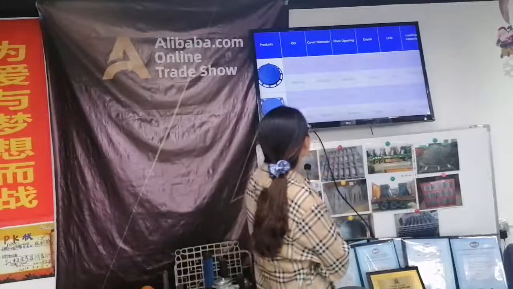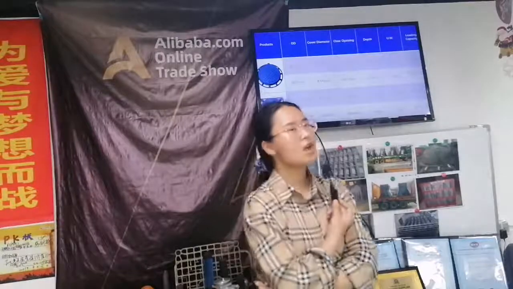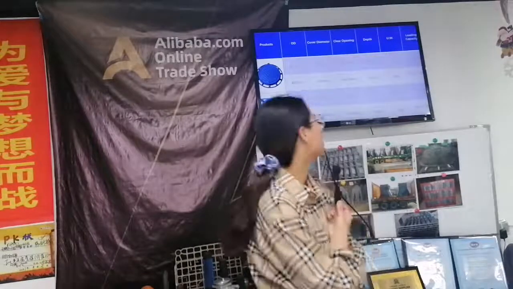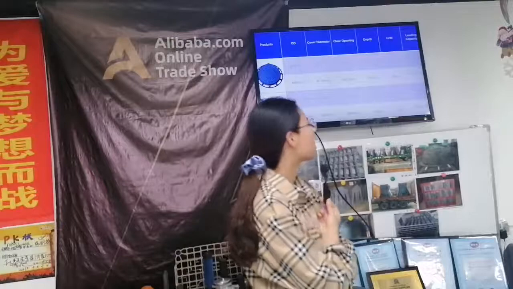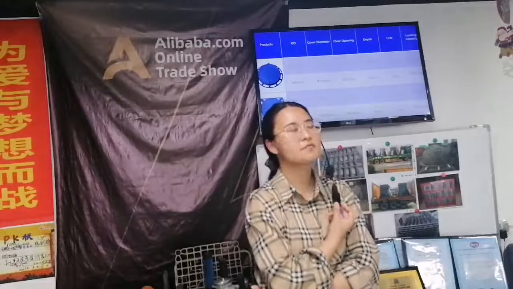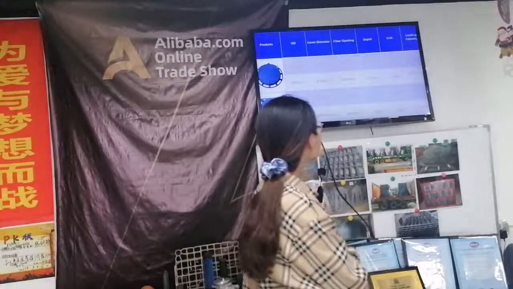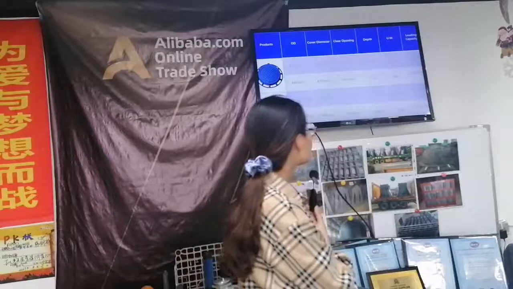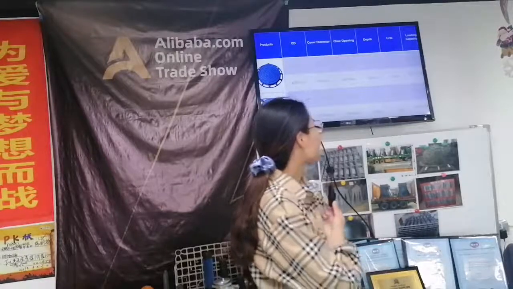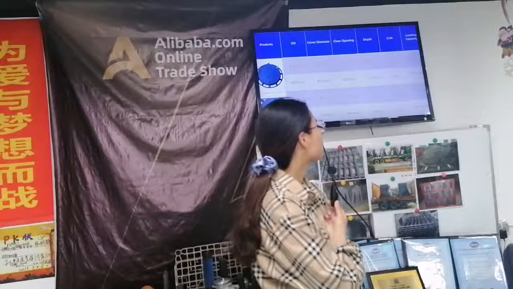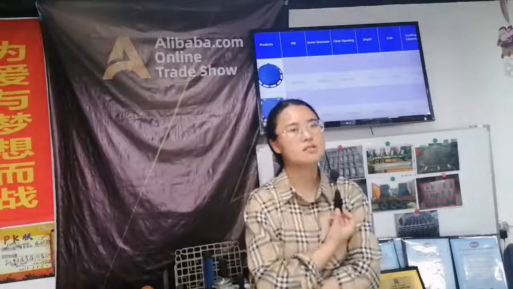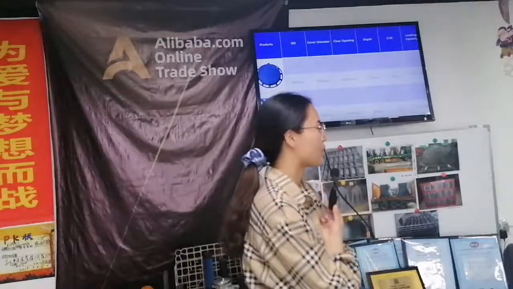For this one, the outer diameter is 750 millimeter. The cover diameter is 635 millimeter. The clear opening is 600 millimeter. The depth is 100 millimeter, and the unit weight is about 53 kilogram.